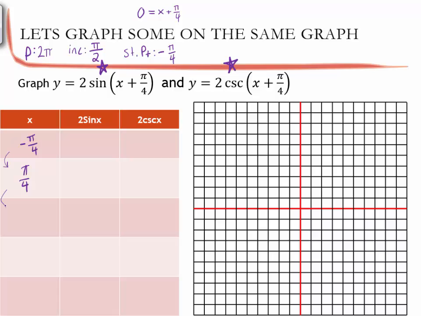I'm going to add another 2 pi over 4. I get 3 pi over 4. I'm going to add another 2 pi over 4, 5 pi over 4. And I'm going to add another 2 pi over 4, and I'm going to get 7 pi over 4. See how that works?